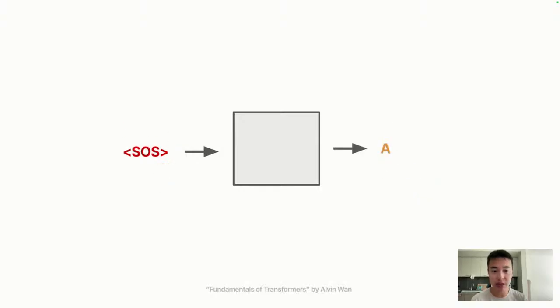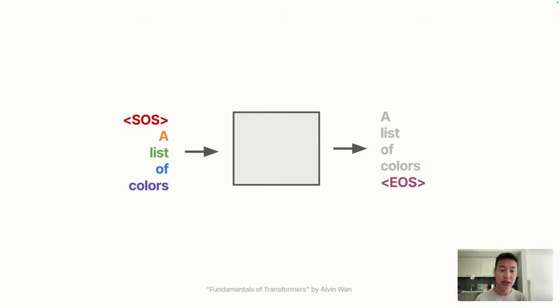So let's go back to the beginning here. What happened, right? We started from start of sequence, we produced "a". Start of sequence "a", we produced "list". Start of sequence "a list", we produced "of". Right? SOS, "a list of", we produced "colors". So on and so forth. So we only produced one word at a time.